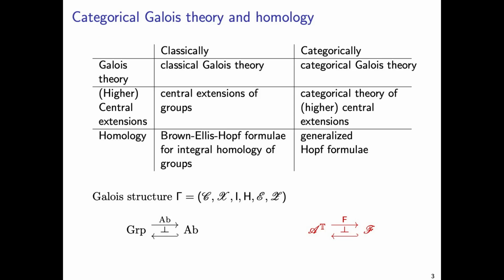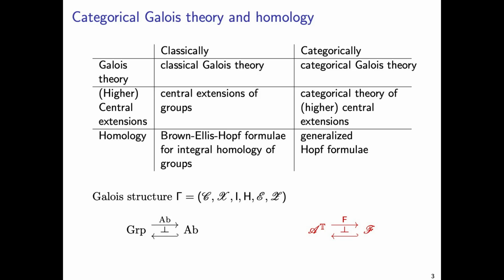Okay, I want to start with the following overview. In the late 1980s, Janelidze developed categorical Galois theory as a generalization of classical Galois theory, and a particular instance thereof is given by the categorical theory of central extensions, which itself generalizes the classical theory of central extensions of groups. And Everaert, Gran, and Van der Linden then developed an axiomatic approach to the theory of higher central extensions, which allows for a non-abelian approach to homology by a generalized Hopf formula. And these indeed recover the Brown-Ellis Hopf formulae for integral homology of groups.